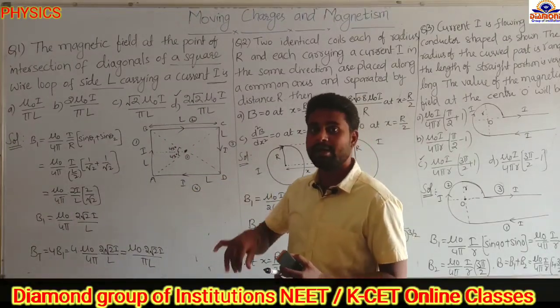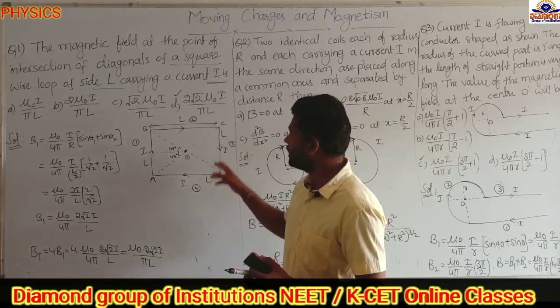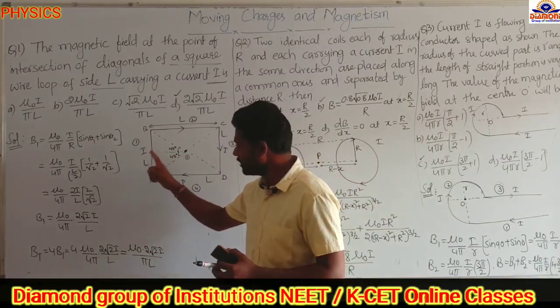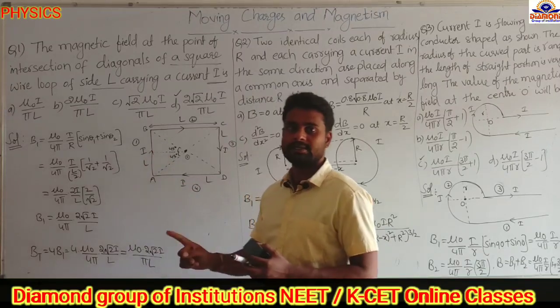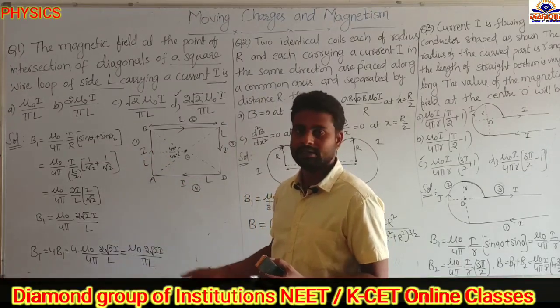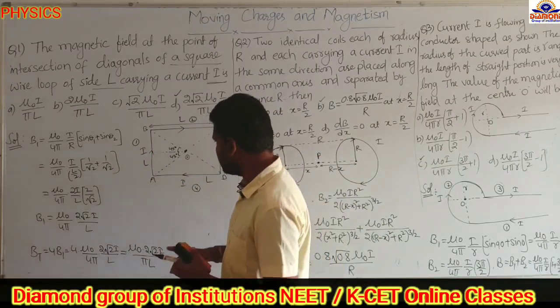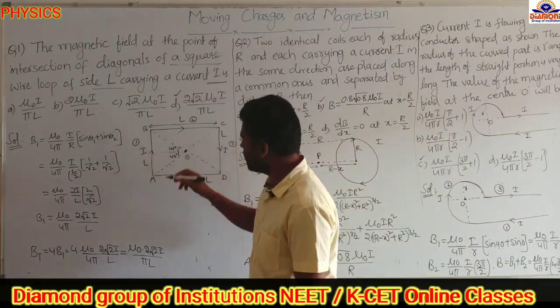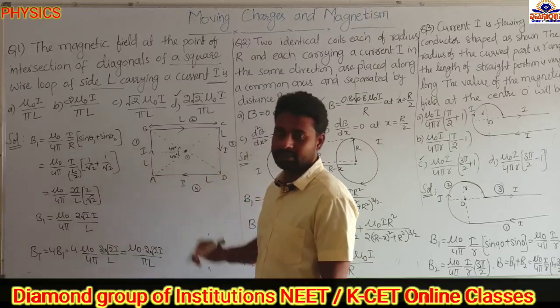That means the total magnetic field is the sum of the magnetic fields due to these 4 wires. So if we find the magnetic field due to 1 wire, then that is enough; then multiply with 4, we will get the answer. So see now here, one more thing you have to remember: in a square, the angle made by the diagonals is nothing but 90 degrees, already you know.